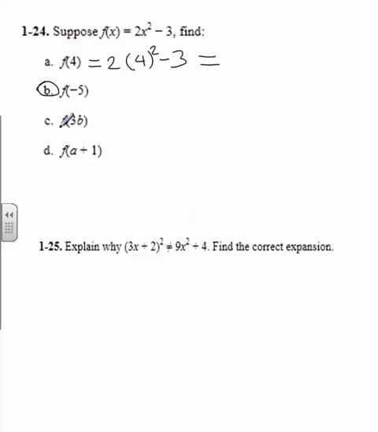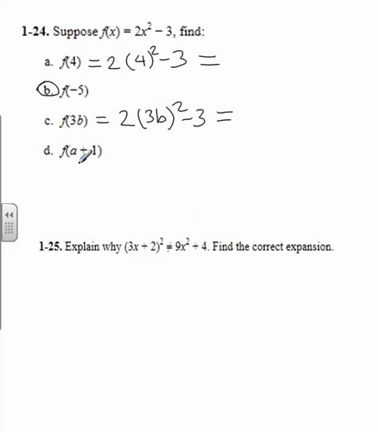On C, you are plugging in place of the x 3b. So it ends up being 2 times 3b squared minus 3. So the next step is to simplify this. So you have to square the 3, square the b, multiply this by 2, and simplify. So continue simplifying to get the rest of this.